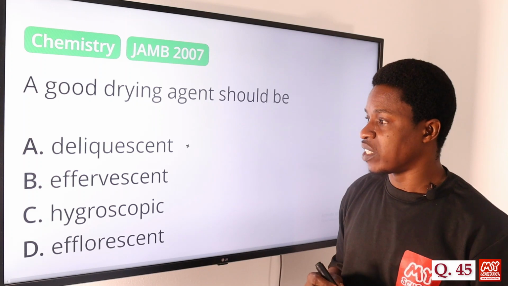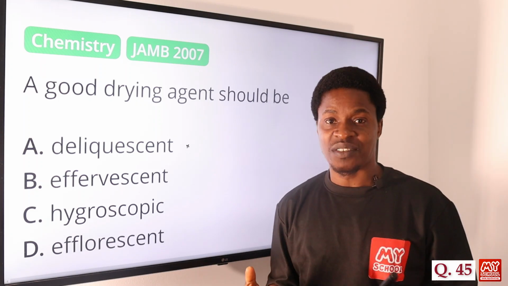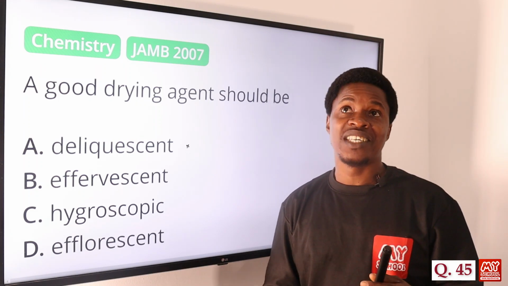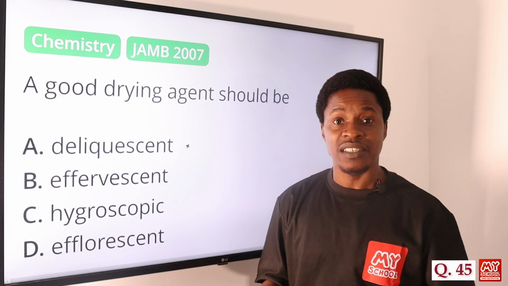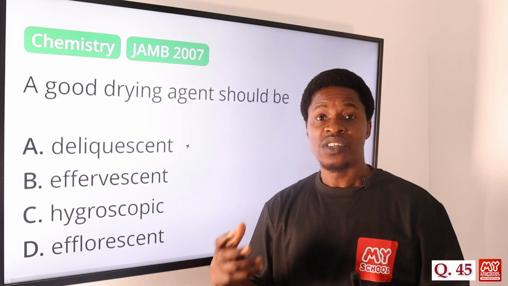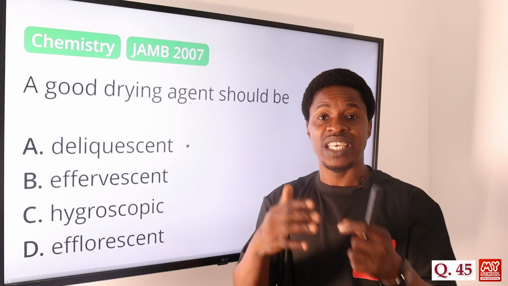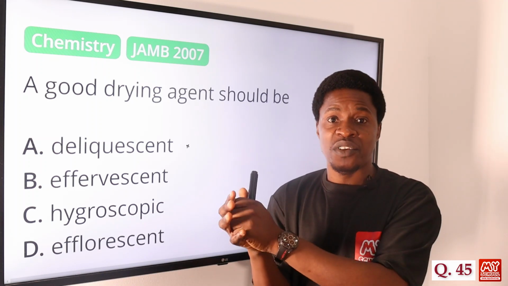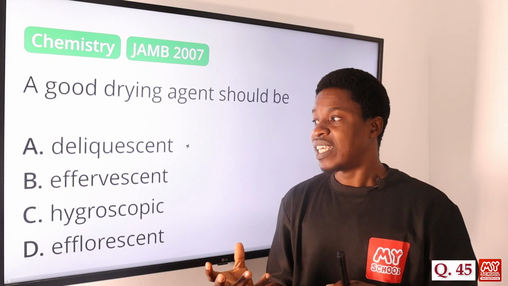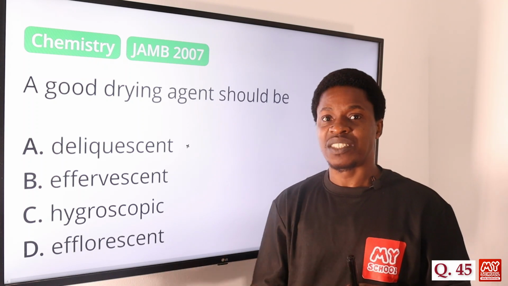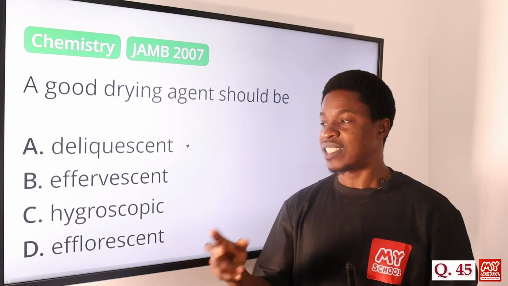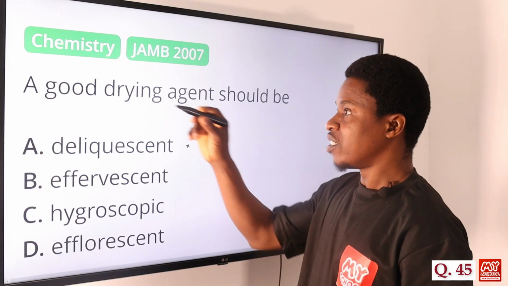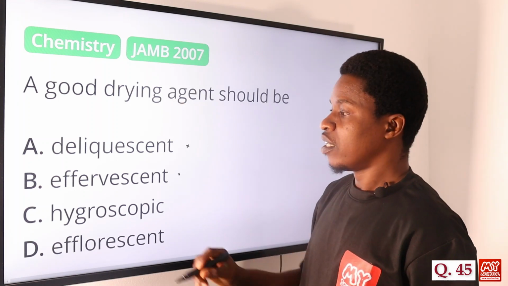Effervescent, when we talk about effervescent, it has to do with gases, okay? Let's say you react calcium carbonate with HCl, react an acid with a carbonate, CO2 is always given off. So that CO2 that is given off there is what we call effervescent. When there's evolution of gases, that is effervescent. So this is not a good drying agent, okay?